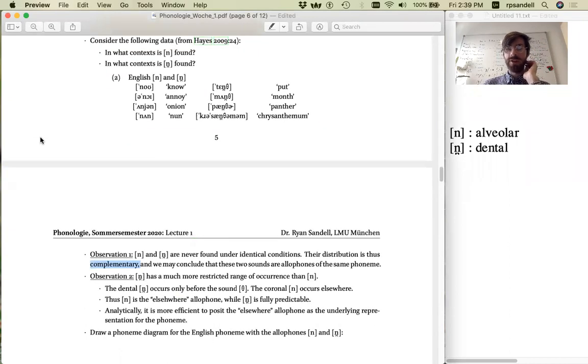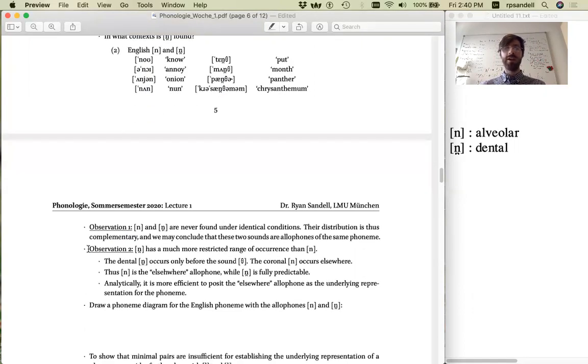What is that distribution then exactly? So if we just look at the data on the right side, let's notice something here, namely that this dental nasal only occurs for the interdental fricative th, whereas we find the alveolar nasal at the beginning of a word, before a vowel, in the middle of the word, between vowels, after a vowel, and before the glide y in the word onion, and also at the end of a word in the word none. We can describe those environments more precisely, but for present purposes, we don't need to.